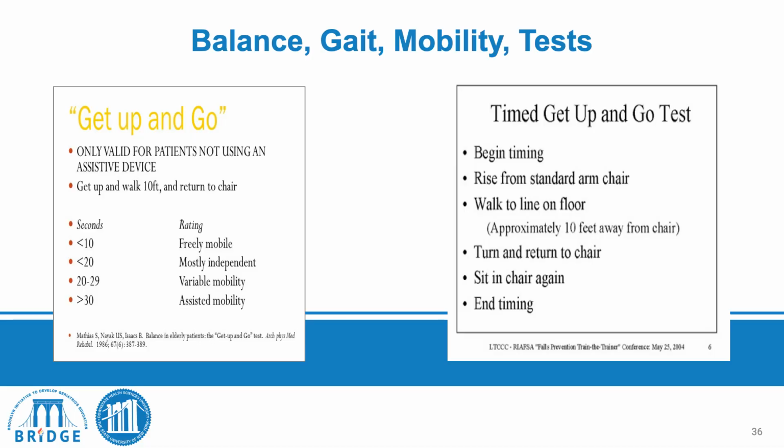The balance, gait, and mobility instruments are the Get Up and Go and the Timed Get Up and Go, which are similar except one is timed. So you have a patient get up, walk a straight line, turn around, and walk back towards you. If it's timed, it should happen in less than 10 seconds, which indicates independence and free mobility. And if, as you see, the numbers go up, greater than 10 seconds, they probably require assistance.